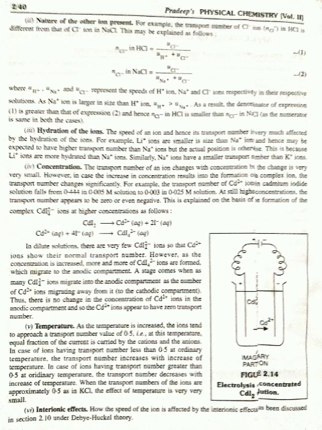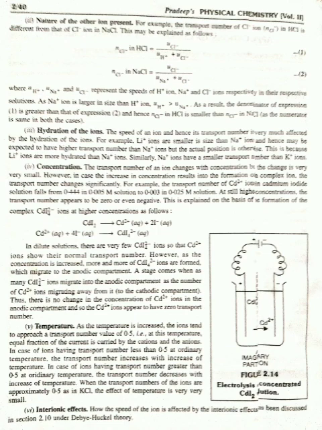to the anodic compartment. A stage comes when as many CdI₄²⁻ ions migrate into the anodic compartment as the number of Cd²⁺ ions migrating away from it to the cathodic compartment. Thus, there is no change in the concentration of Cd²⁺ ions in the anodic compartment, and so Cd²⁺ ions appear to have zero transport number.